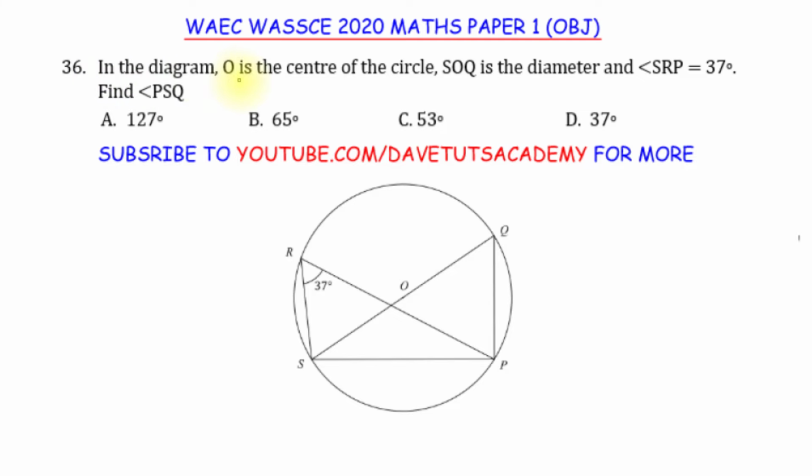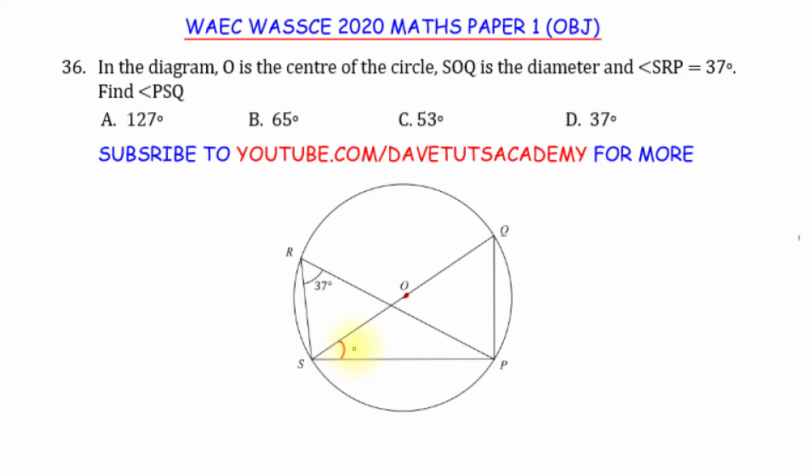In the diagram, O is the center of the circle. So O here, this is the center of the circle. Okay, you need to know that so that we will identify that line RP is not passing through the center. Then SOQ is the diameter, and angle SRP is 37 degrees. So this angle here is 37 degrees. We have to find angle PSQ. So PSQ, this is the angle we are asked to find.